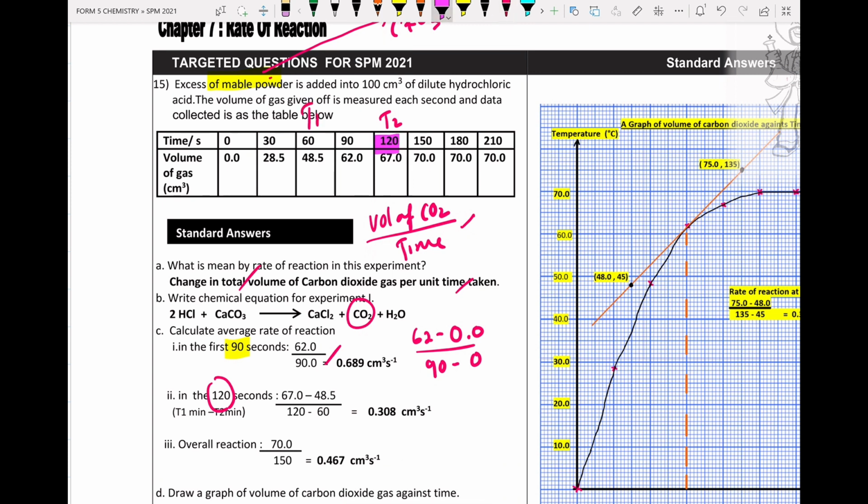So we check these two. Alright, we check these two. So how to find the answer? We take 67.0 minus 48.5, divide with 120 minus 60, then we find the answer.